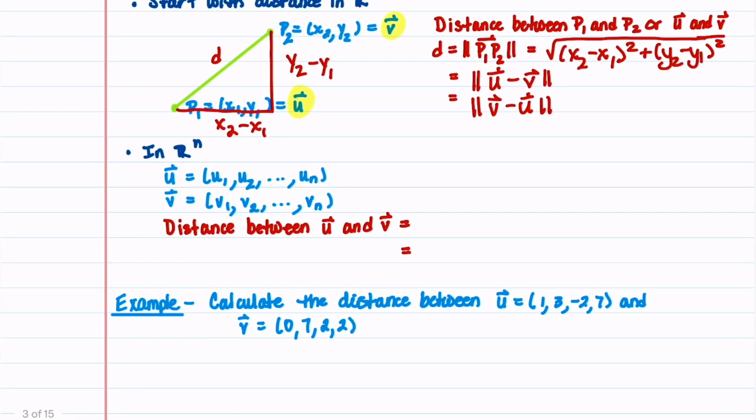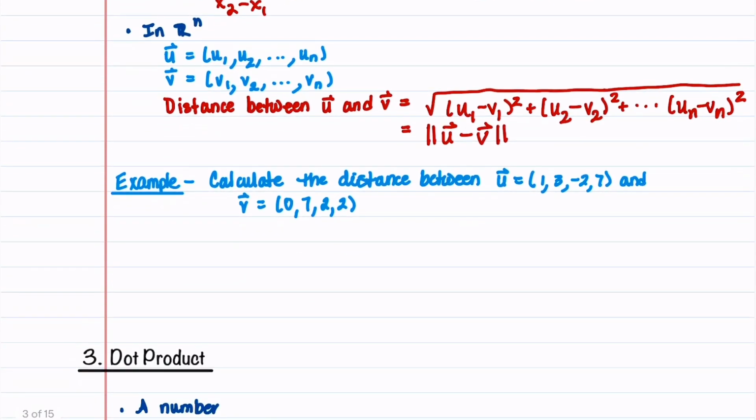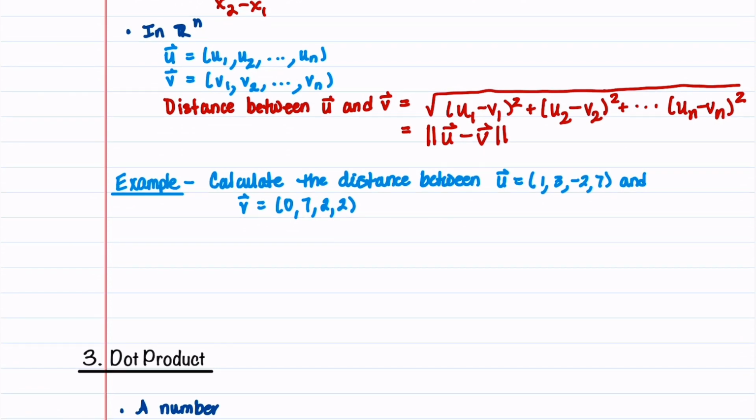We can then extend this concept to Rn and write down the distance between u and v. That distance is going to be the square root of (u1 minus v1) squared, plus (u2 minus v2) squared, all the way up through (un minus vn) squared. This can also be written as the magnitude of u minus v. Let's now use this formula in an example problem.